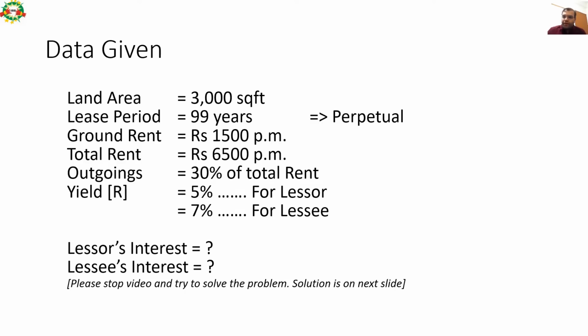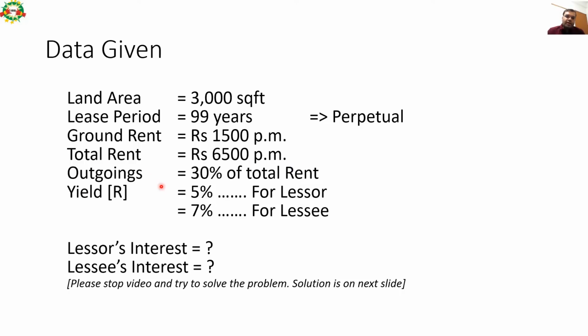So first of all, we will write out the data. Land area, which is 3,000 square feet. Lease period is 99 years, thus it is perpetual. Ground rent is 1500 rupees per month. So always remember that it is given per month, so we have to convert it into annual. Multiply it with 12 to arrive at annual ground rent. Total rent of the property is 6500 per month, so we have to again multiply it with 12.